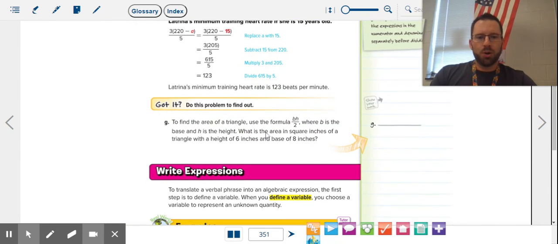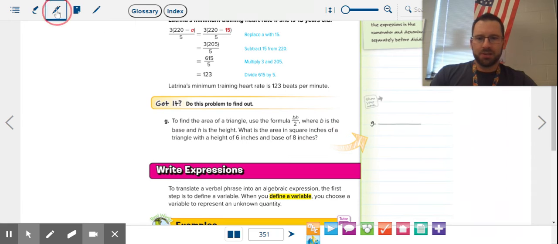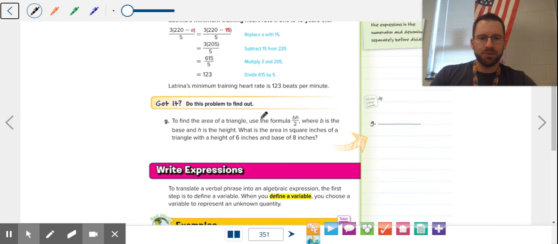All right. Word problem. We have this expression, bh, the area of a triangle. Use the formula bh divided by 2, or it's 1/2 base times height, where b is the base and h is the height. What is the area in square inches of a triangle with a height of 6 inches and a base of 8 inches? So base is 8, height is 6. Divide the whole thing by 2. 8 times 6 is 48, divided by 2. 24 inches squared. Boom.